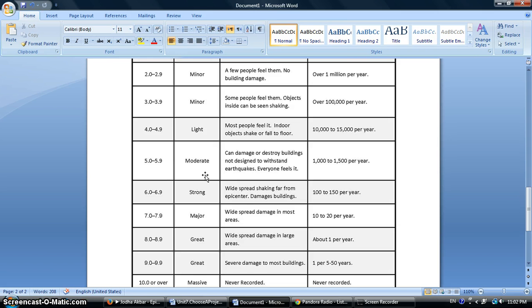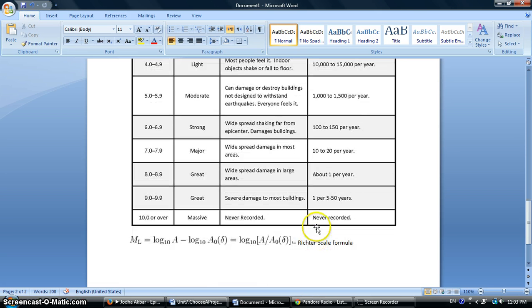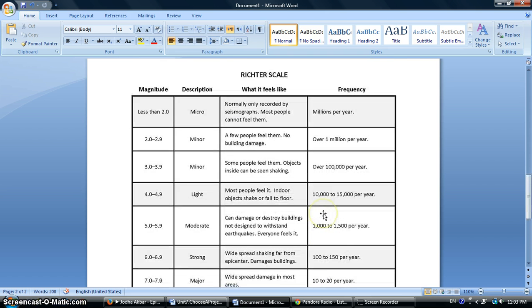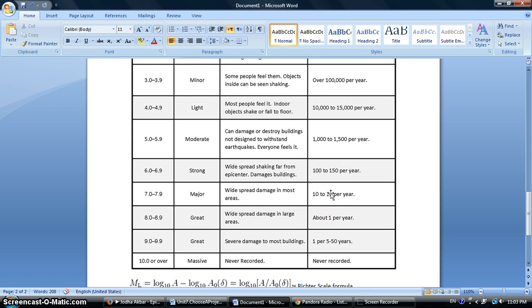9 to 9.9 happen even less often. There have been 5 in the last 45 years, so it's about 1 per 9 years. So they don't appear very often. 10 or over has never been recorded and would be considered a massive earthquake. But they don't know how it would feel, since it was never recorded, and its occurrence is never recorded, so we really can't tell.